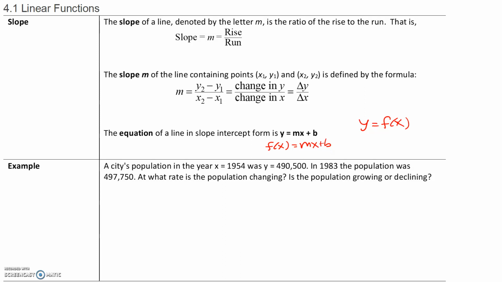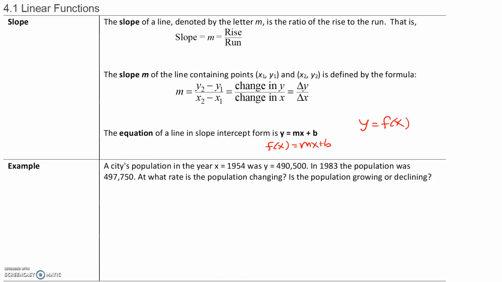Let's take a look at this example. A city's population in the year 1954 was 490,500. In 1983, the population was 497,750. At what rate is the population changing? And is the population growing or declining? Well, we can see that from 1954 to 1983, the population changed from 490,500 to 497,750. So the population is clearly increasing. But we want to look at that in terms of slope.